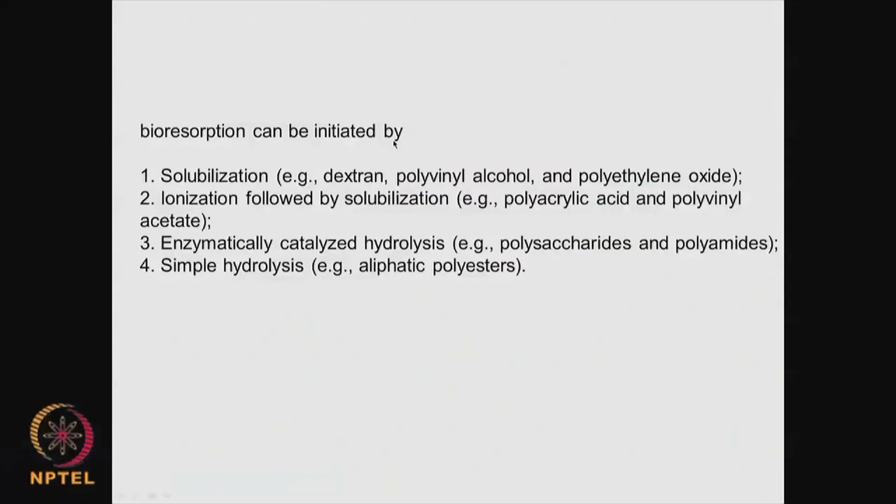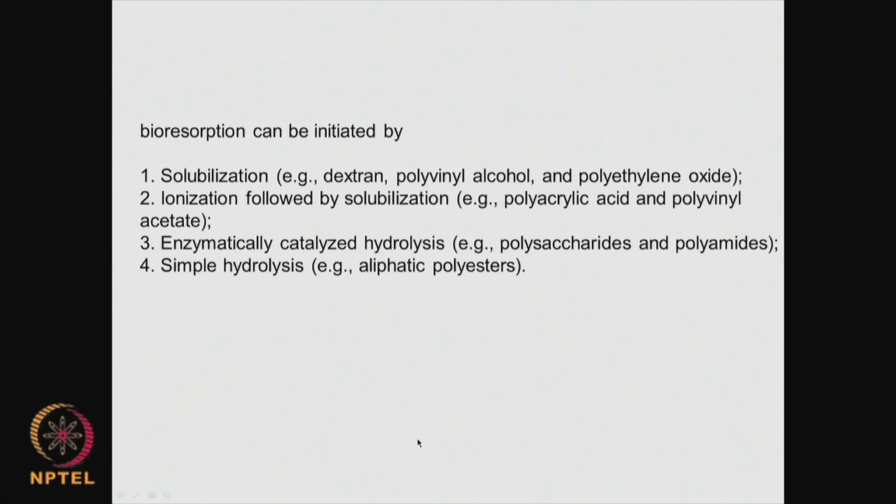Bioresorption we can initiate by first solubilizing, like dextran, polyvinyl alcohol, polyethylene oxide. So the polymer solubilizes, and then later on you can have ionization, polyacrylic acid, polyvinyl acetate. For example, with some polymers like polylactic acid, you can have ionization. You can have enzymatic reaction, polysaccharides, polyamides, with amidases or esterases, or it could be simple hydrolysis, like aliphatic polyesters, which can get simply hydrolyzed and completely bioresorbed. So these are various situations.